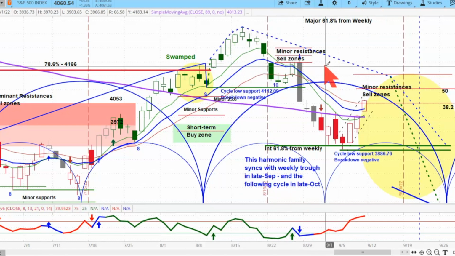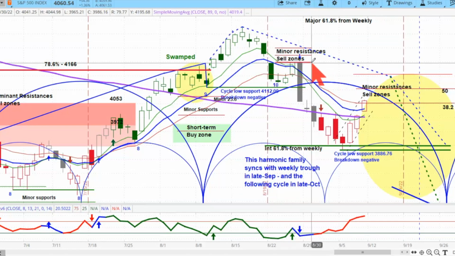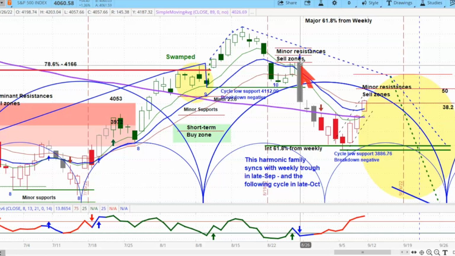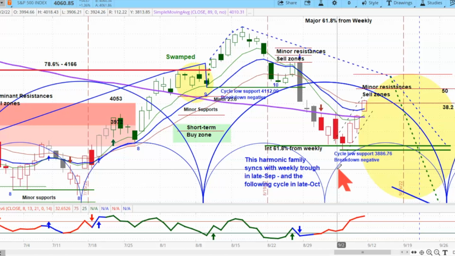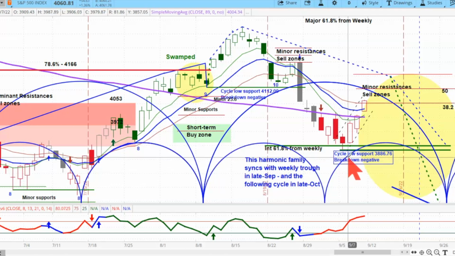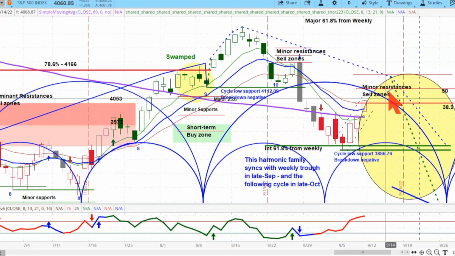You got the break, you got the failure in the sell zone right over here, which was perfect, and then moving down. We thought that this minor cycle would bottom and we would get a rally from the end of last week or early this week into this area of resistance, which is the sell zone.